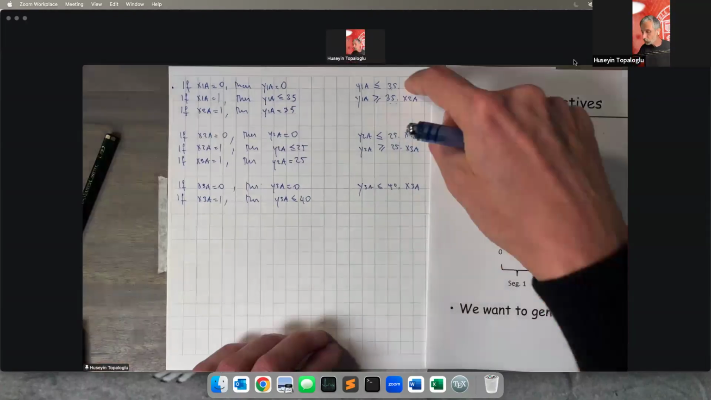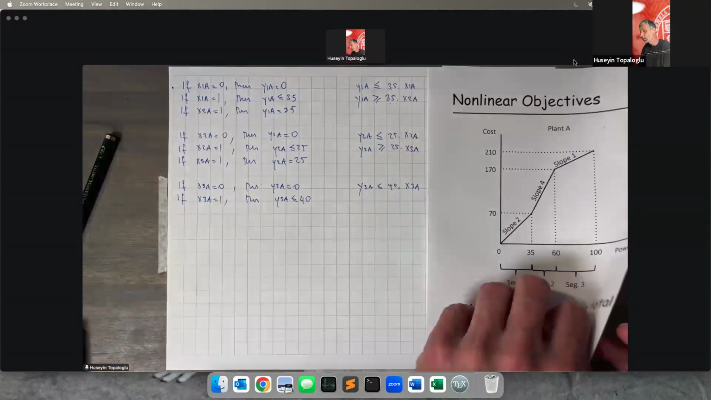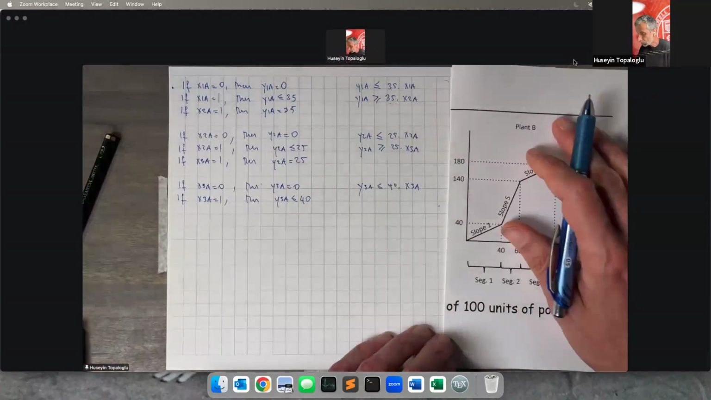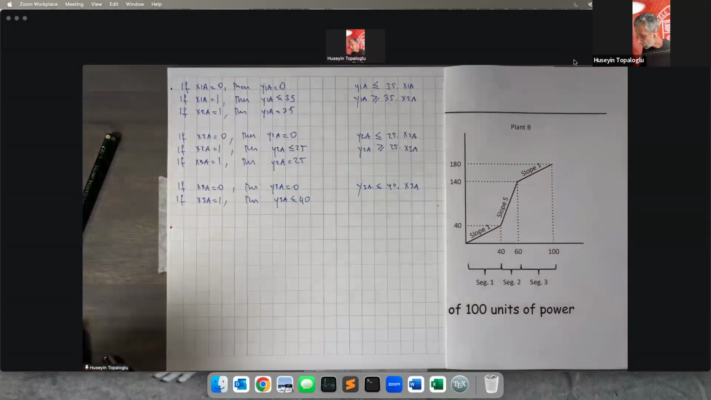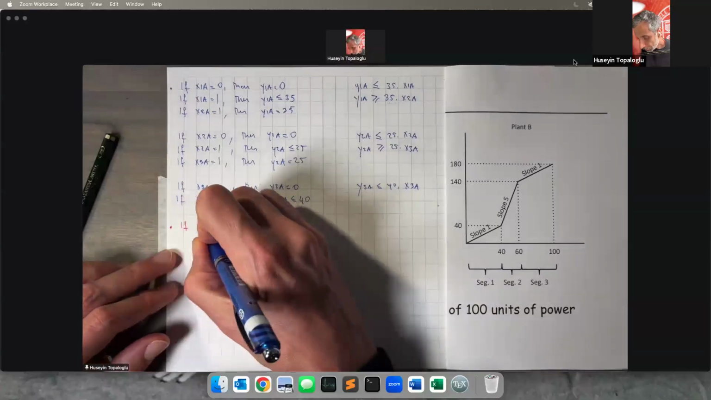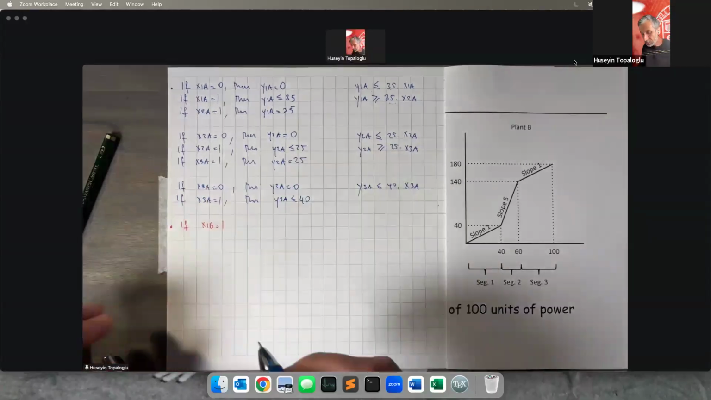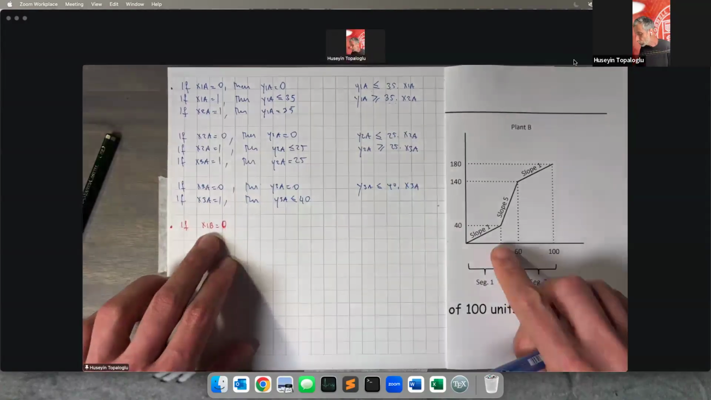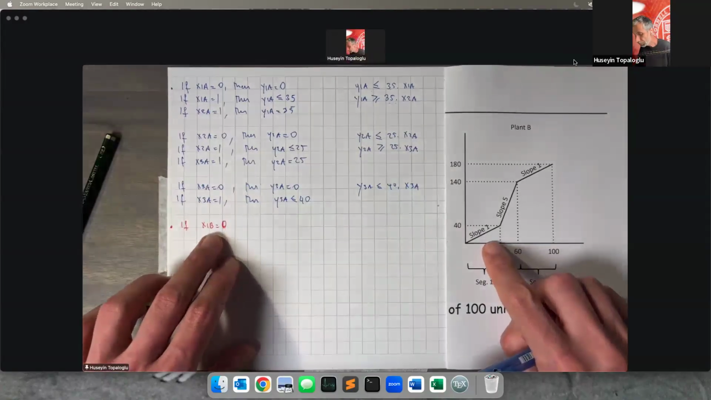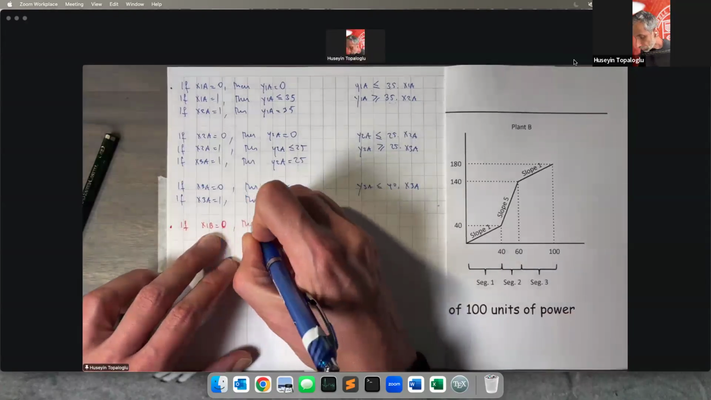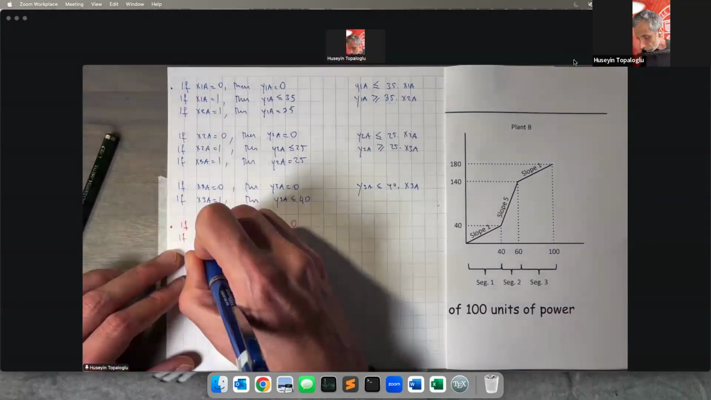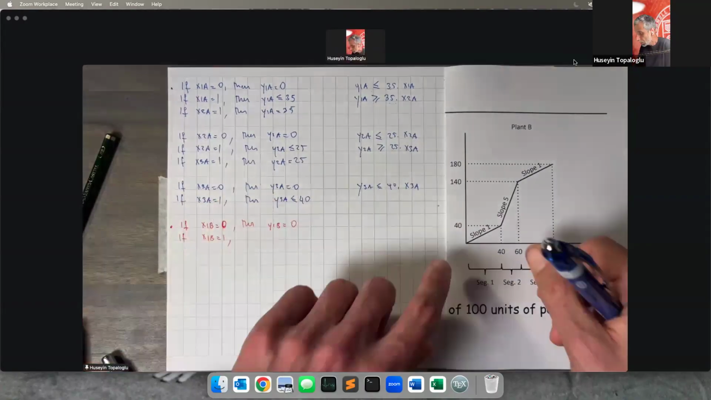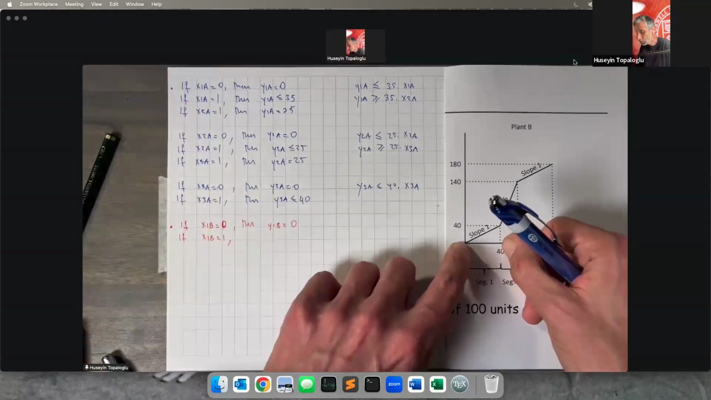Good. So we have these 1, 2, 3, 4, 5 constraints for plant A. We're going to write a similar type of constraints for plant B. Let's write those constraints for plant B. They're going to be the mirror image of exactly what we did. Let's say if x1b is equal to 0, if we're not utilizing the first segment in plant B, then the amount of utilization of the first segment in plant B has to be 0. But if you're utilizing the first segment in plant B, the amount of utilization of the first segment in plant B has to be at most 40.